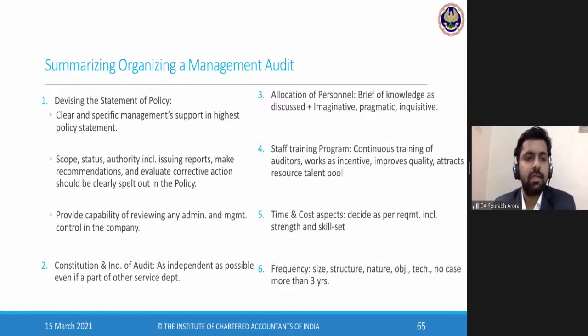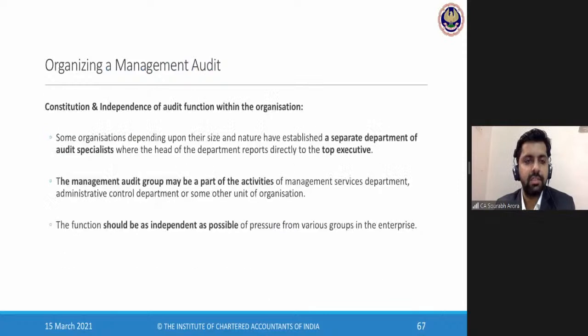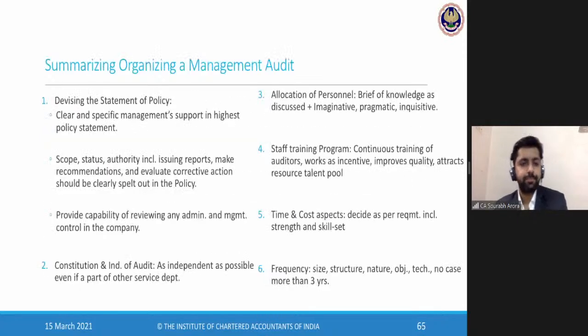See, here they are saying devising the statement of policy. This is the summary of organizing a management audit. We'll come to that later. First, we'll discuss these in detail.